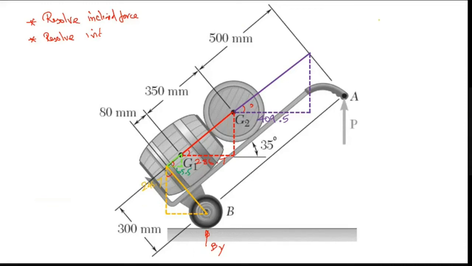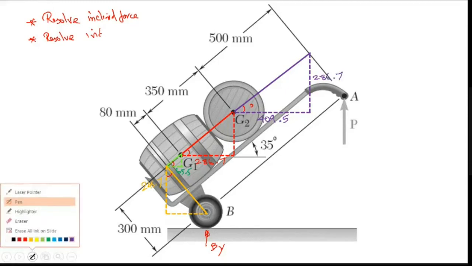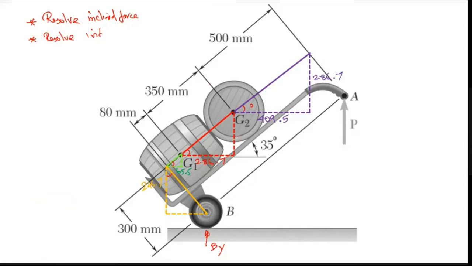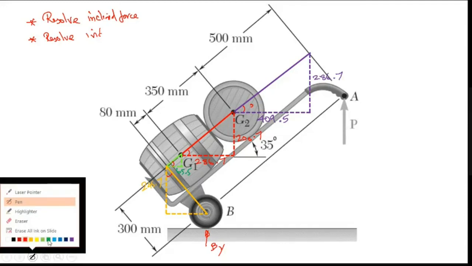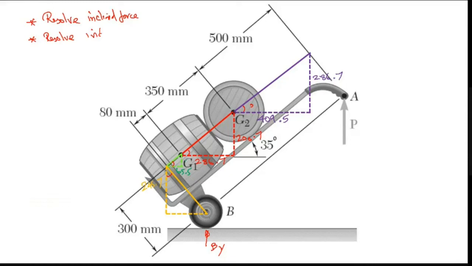Now we are going to identify the sine 35 values. 500 sine 35 is 286.7. 350 sine 35 is 200.7. 80 sine 35 is 45.8. 300 sine 35 is 172.07. Good, so now we have identified all these components.